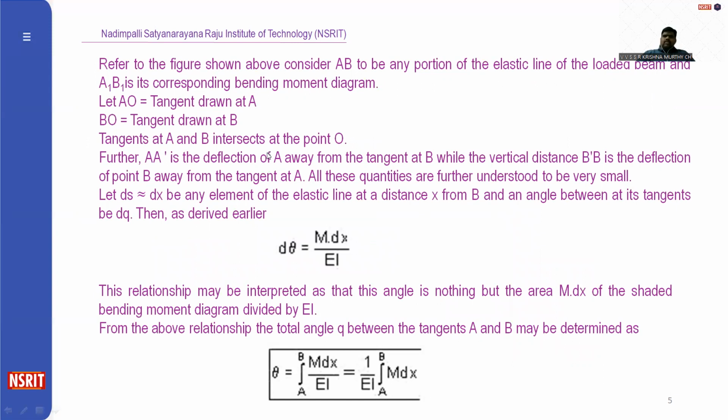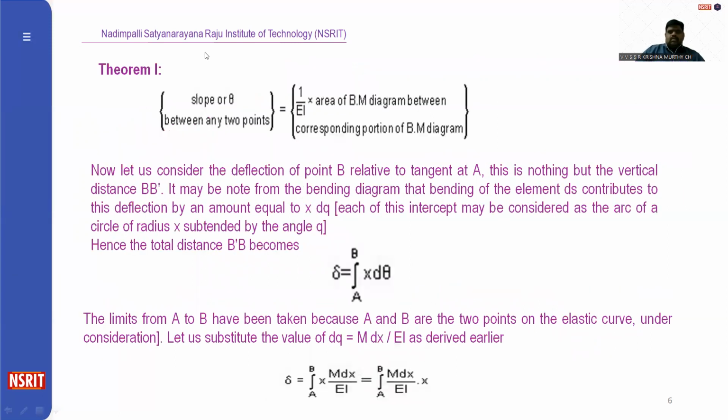Both the tangents from A and B intersect at point O, and we know that the slope d theta is given as M into dx by EI. On integrating with respect to x, d theta is equal to the integral from A to B of M dx by EI. From this we shall start the two theorems. The first theorem: the change in slope theta between any 2 points is 1 by EI into the area of the bending moment diagram between the corresponding points.